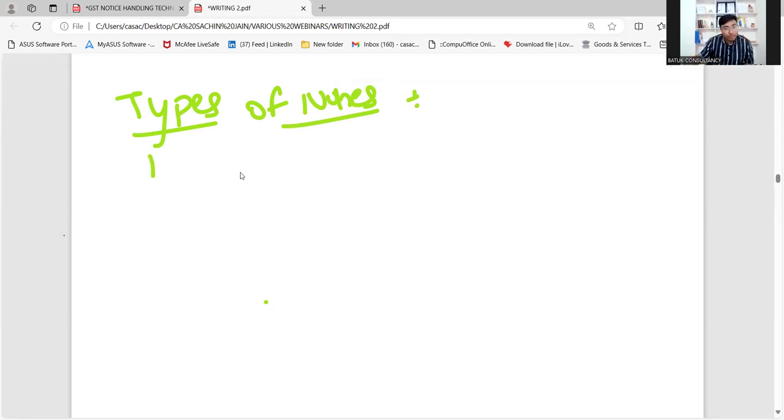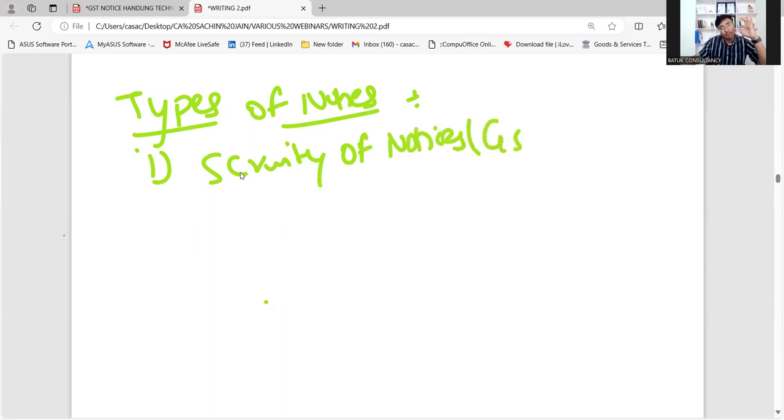So the first type of notice is the scrutiny notice. Nowadays we are receiving this scrutiny notice in the form of GST ASMT-10. Many people are receiving this particular type of notice, that is GST ASMT-10, the scrutiny of returns notice.